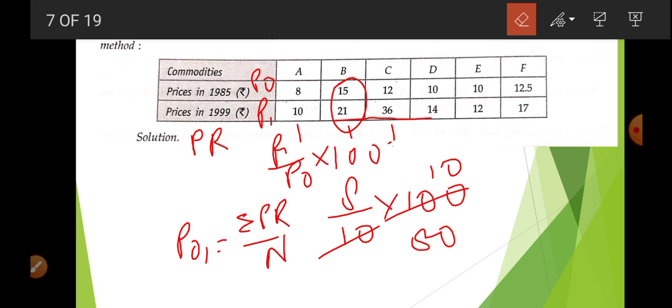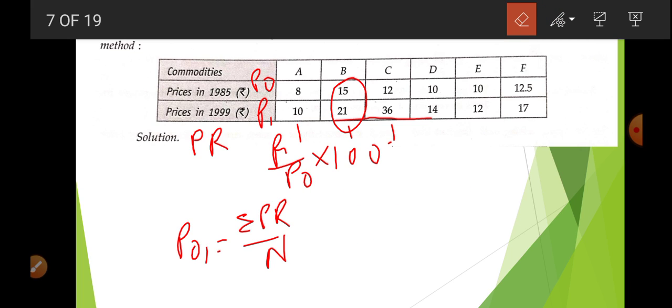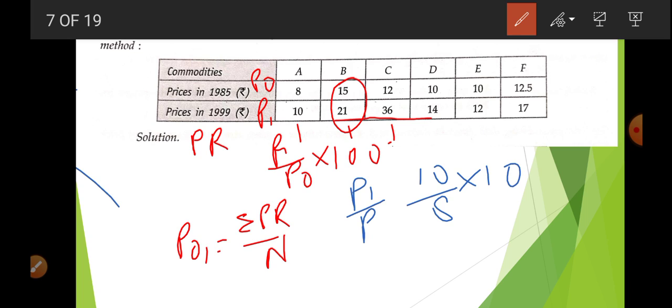Here is one mistake. P1 is your 10. Sorry students. So it will be P1 upon P0. P1 is 10, 8 multiplied by 100. Okay. So in this way we are going to calculate.